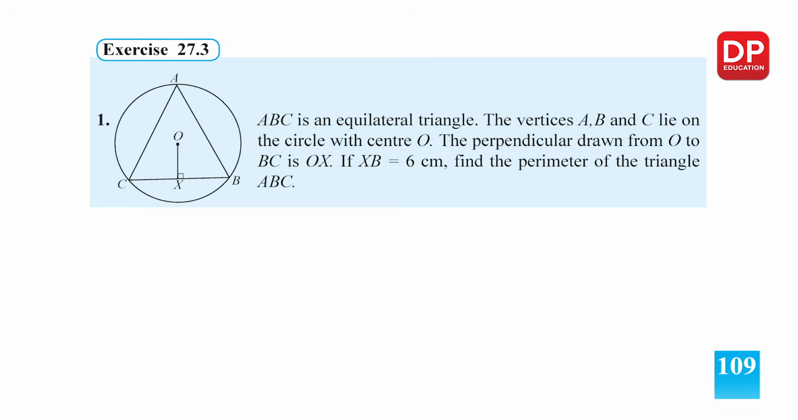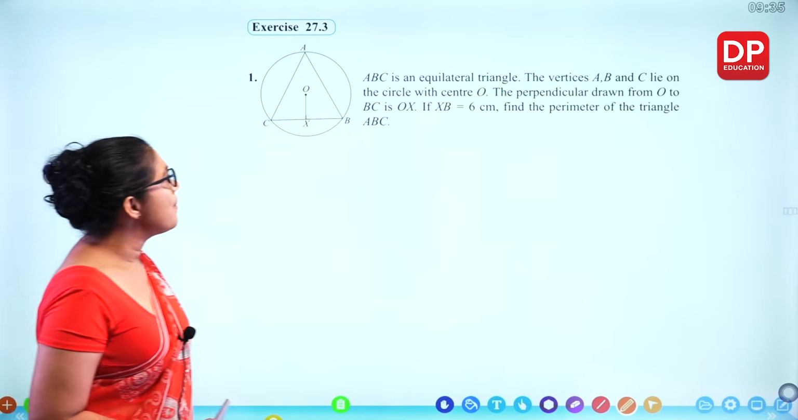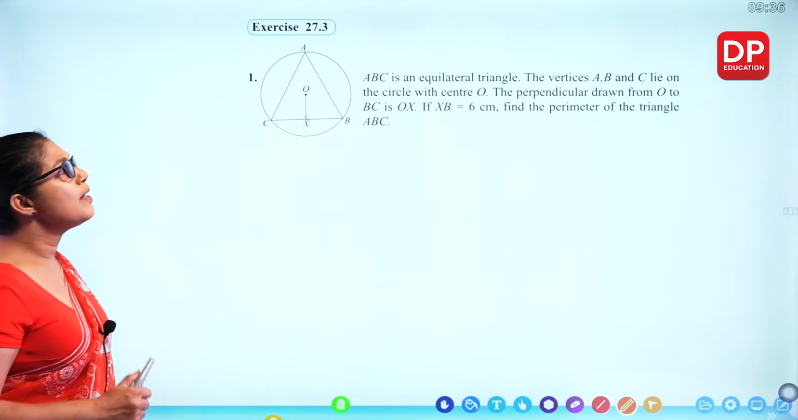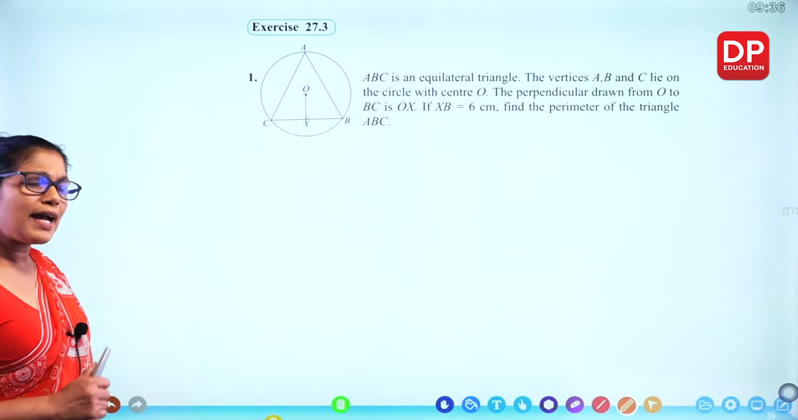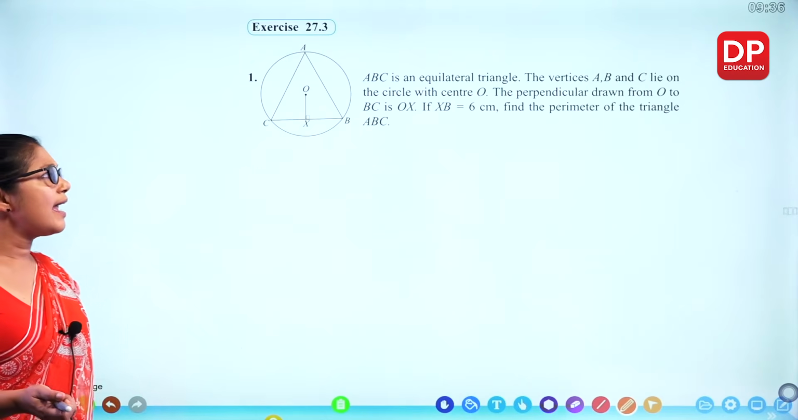Now we'll look at exercise 27.3. So the question says ABC is an equilateral triangle. What's an equilateral triangle? All sides are equal.